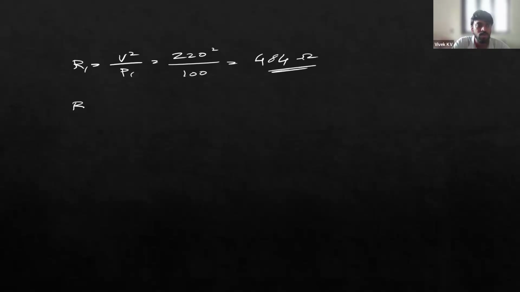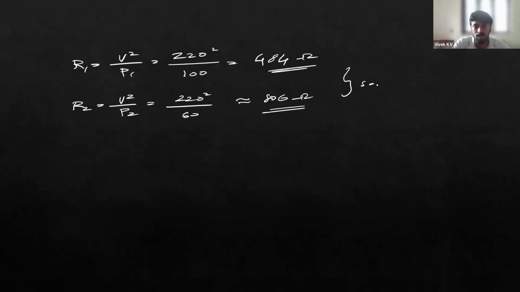Now the filament resistance R2 will be V square by P2. What is V square? It is the voltage of the bulb, not the supply voltage. 220 square by P2, the power of the second bulb, which is 60. Solving this, the approximate value will be 806 ohm. Since it is in series, the total resistance is R1 plus R2, which is 484 plus 806, approximately RT equal to 1290 ohm.